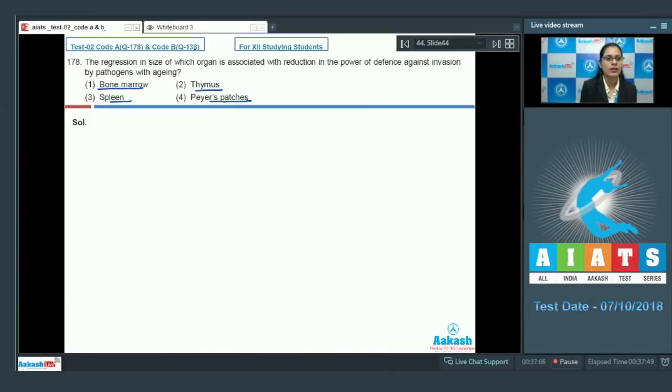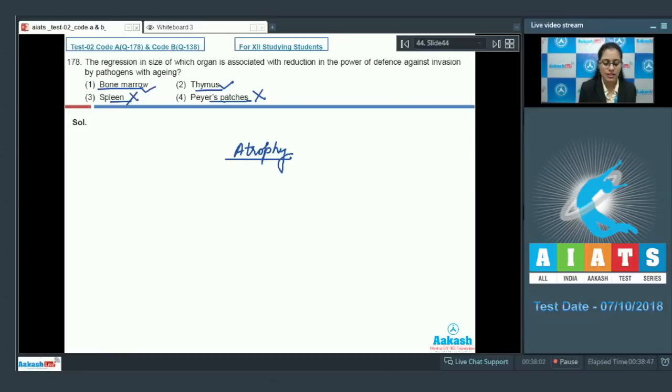So first you will find out which among the given options is a primary lymphoid organ. So we know that bone marrow and thymus are primary lymphoid organs. So spleen and Peyer's patches cannot be our correct answers. Among bone marrow and thymus, we know that thymus, which is situated near the heart and where T cell maturation occurs, is an organ which is quite large at the time of birth. But it keeps on reducing in size with age, and by the time of puberty, it reduces to a very small size, and this is a case of atrophy.